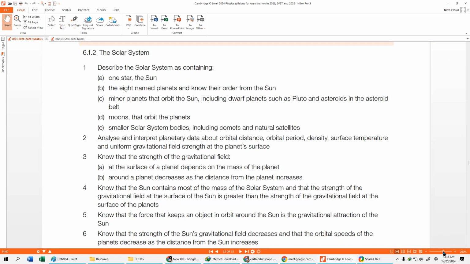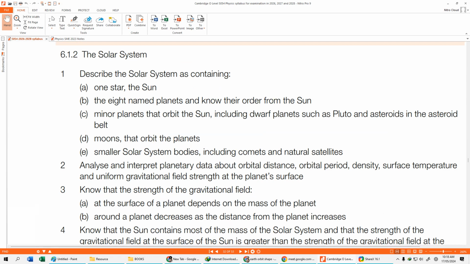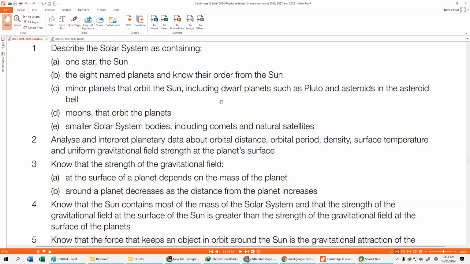I would like to make it just about this. Okay, good. Minor planets that orbit the sun, including dwarf planets such as Pluto and asteroids in the asteroid belt, moons that orbit the planets.